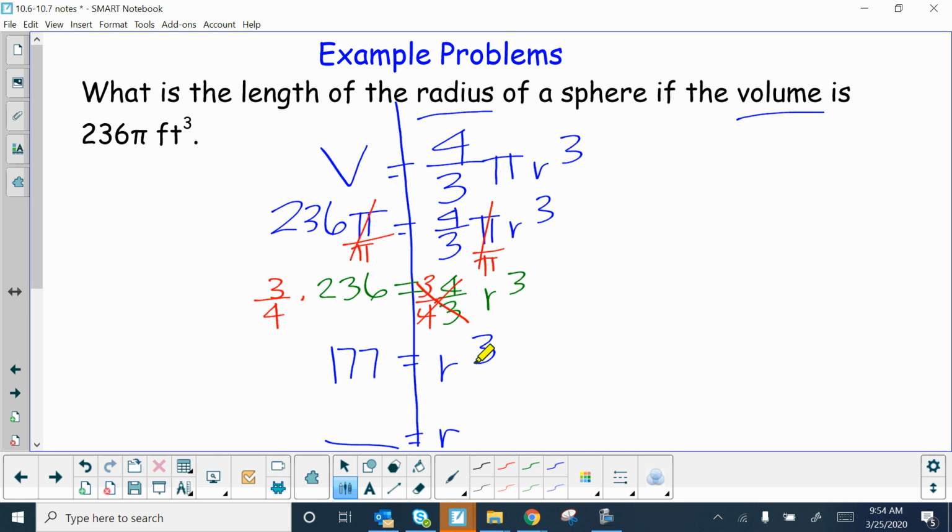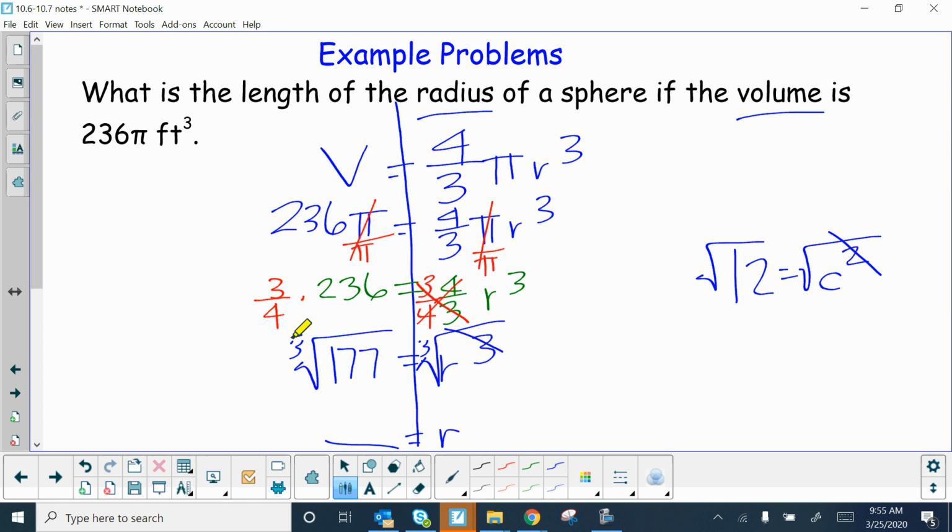Okay, so at this point, here's where a lot of kids forget what to do to get rid of the cube. Think about when you used to do a Pythagorean theorem, 12 equals c squared. You square root and you square root to get rid of that. Well, for this one here, what you do is you cube root to get rid of that. You cube root, okay? So if you look on your iPhone calculator, I'm going to put 177 in my calculator, and if you look to the left, there's a cube root symbol, and it should get you 5.615, and that is your radius.